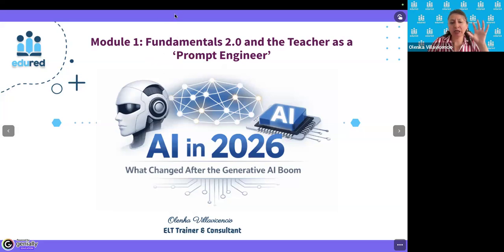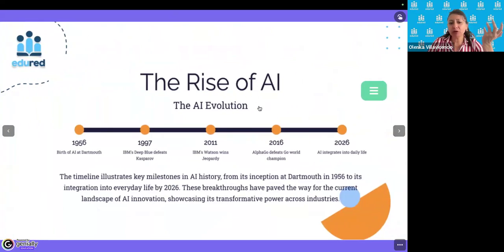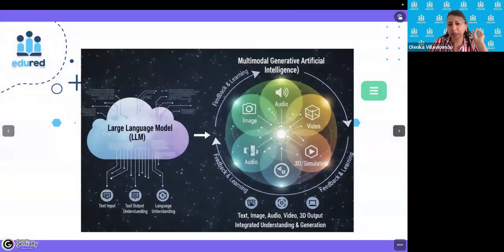Here you learned the fundamentals and how to make very good prompts, okay? Artificial intelligence is the simulation of human intelligence in machines. So we are going to talk about that. Here is the rise of evolution. Artificial intelligence started in 1956, and we know that this year, in 2026, artificial intelligence is integrated into daily life because you can see robots, smart TVs, smart fridges, and so on. Everything is possible.